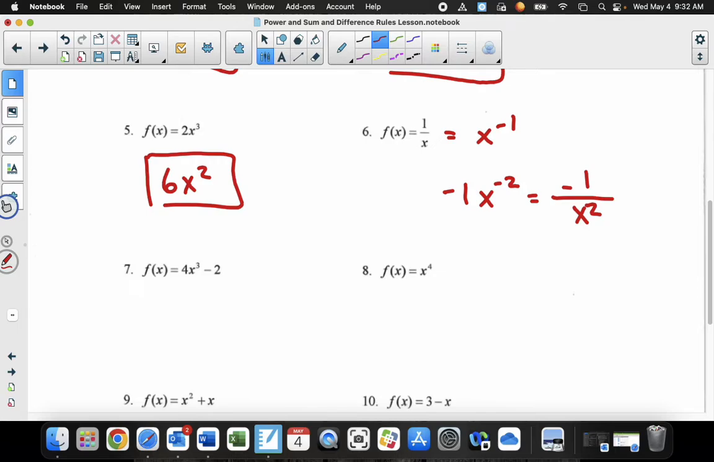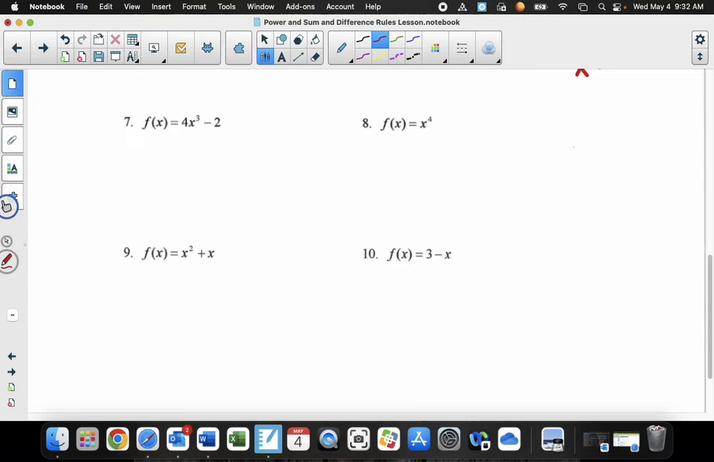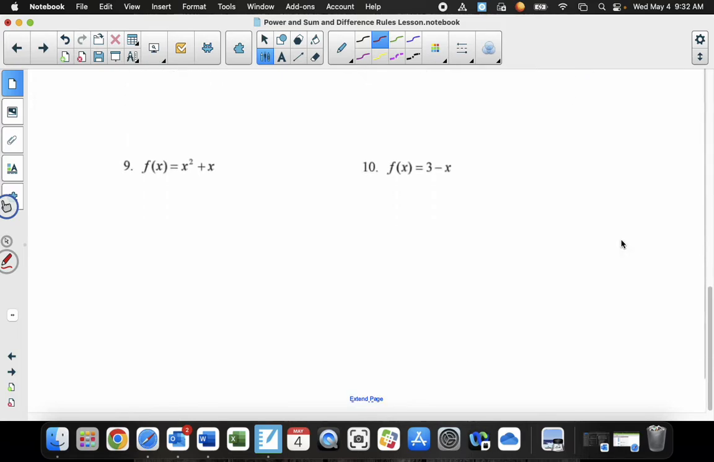What's the derivative of number 7? 12x squared. Great. What's the derivative of number 8? 4x cubed. There's your derivative. What's your derivative of number 9? 2x plus 1. 2x from the x squared, plus 1 coming from the x.